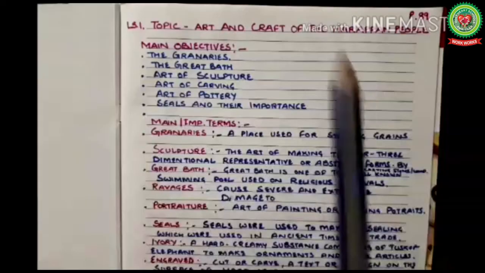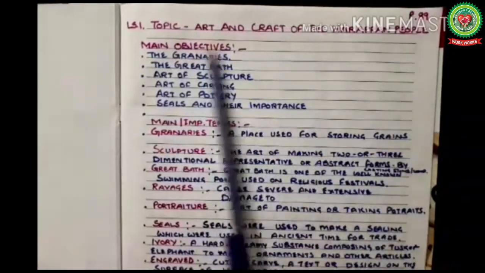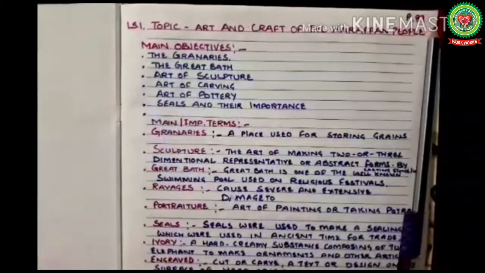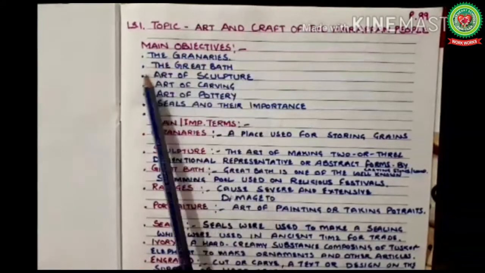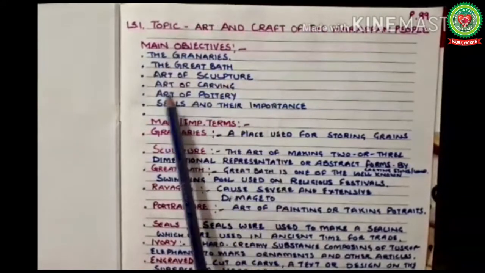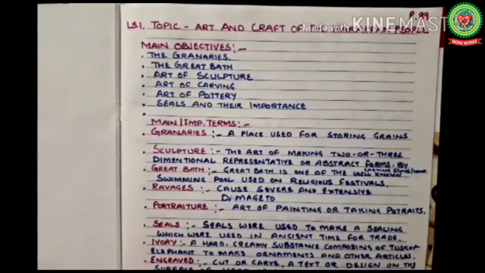Class 9th. Today we are going to discuss the topic Art and Craft of the Harappan People, which is a part of Lesson 1, page number 89. The main objectives of the topic are as follows: the granaries, the great bath, art and sculpture, art of carving, art of pottery, seals and their importance.